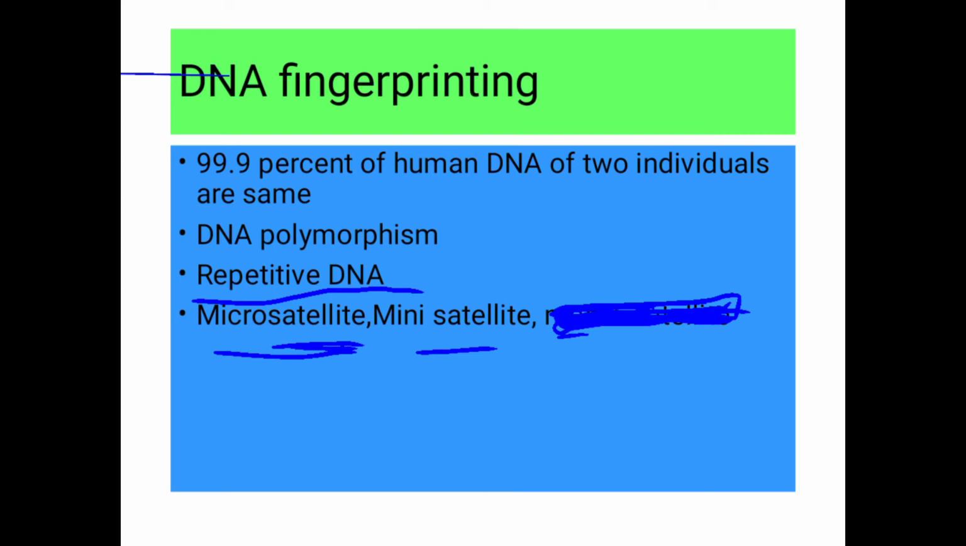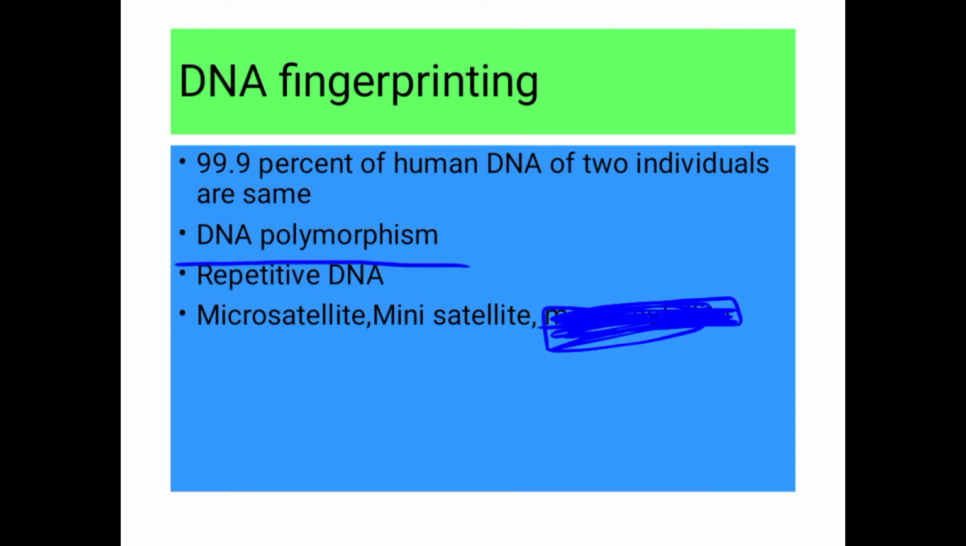What do you mean by polymorphism? Difference. Clear? The difference between individuals is due to the difference in the genes, or in the DNA base sequences. Especially satellite DNA shows a high degree of polymorphism. Is it clear? So this forms the basis of DNA fingerprinting. Instead of comparing the whole set of DNA every time, those doing DNA fingerprinting will focus on polymorphism. Polymorphism can be easily studied in satellite DNA. Is it clear? Okay.